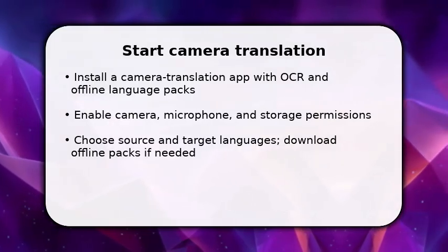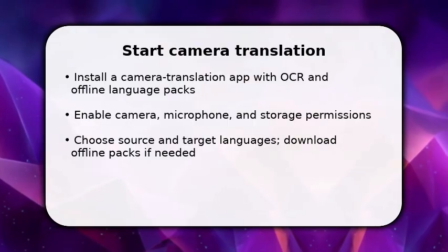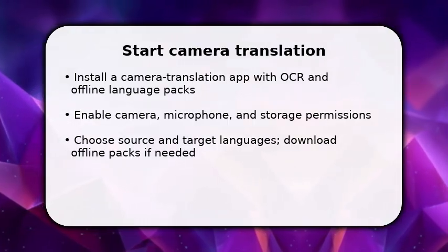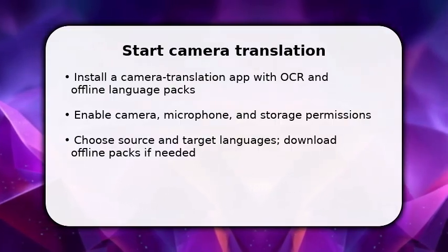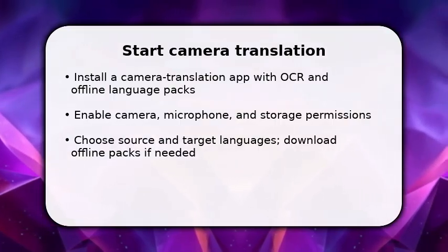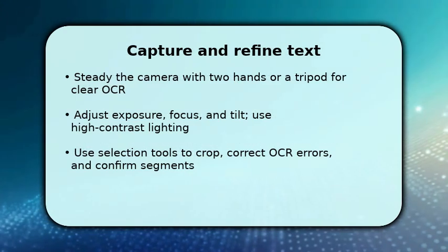Position your camera so text fills about 1/3 to 1/2 of the frame for best OCR. Make sure automatic focus is on and, if available, enable continuous capture mode to let the app process multiple lines quickly. You now capture the text.